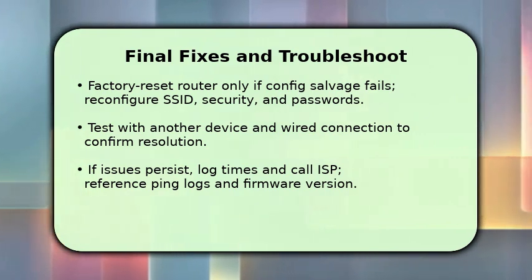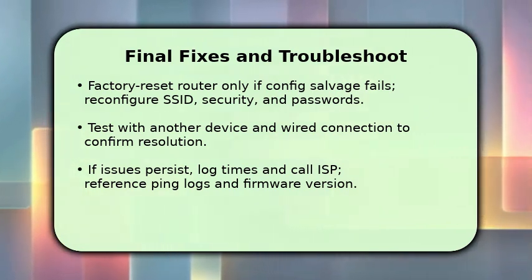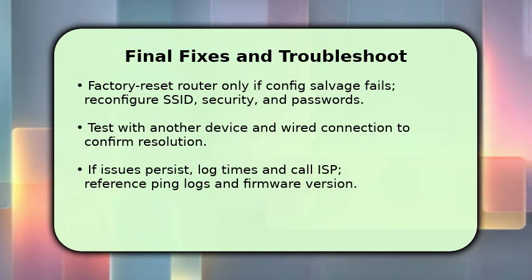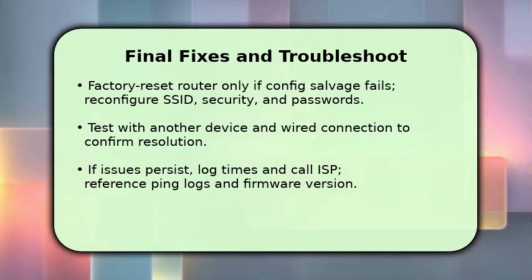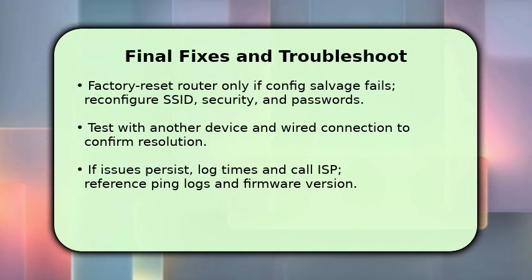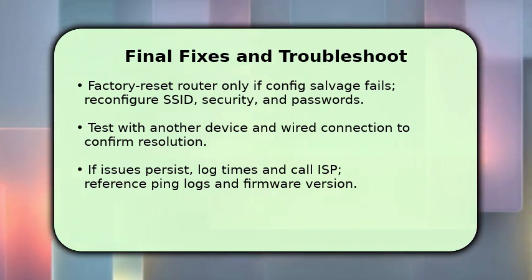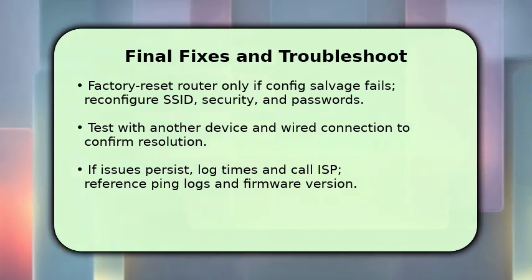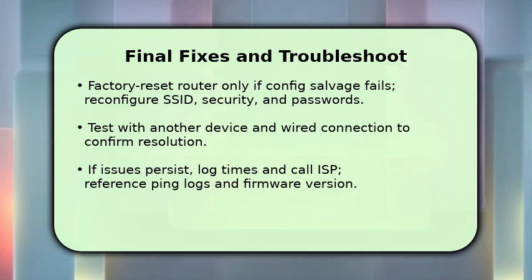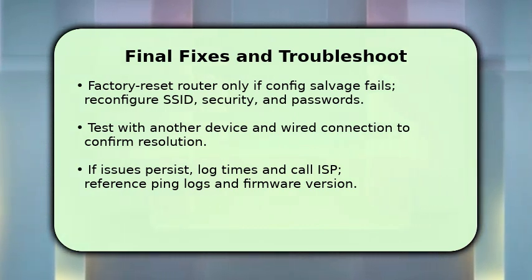Test using both a wired Ethernet connection and a second Wi-Fi client to confirm stability. If disconnects continue, collect evidence, continuous ping logs, timestamps, and firmware versions, and contact your ISP or hardware vendor with that data so they can escalate the issue quickly.